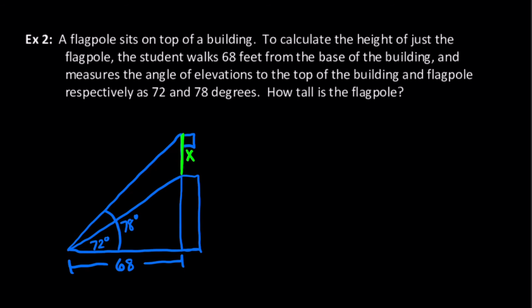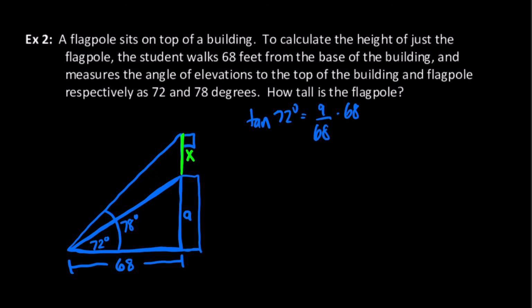So basically what we are going to do is find two different measures, A and we'll say B. One will be the height of the building only, and one will be the height of the building and the flagpole, and then we'll just subtract those. All right, so I'll start here with A, which is using this triangle here. So I'm going to use angle 72, 68 and A. It's opposite over adjacent. That gives me tangent. Tangent of 72 degrees equals A over 68.